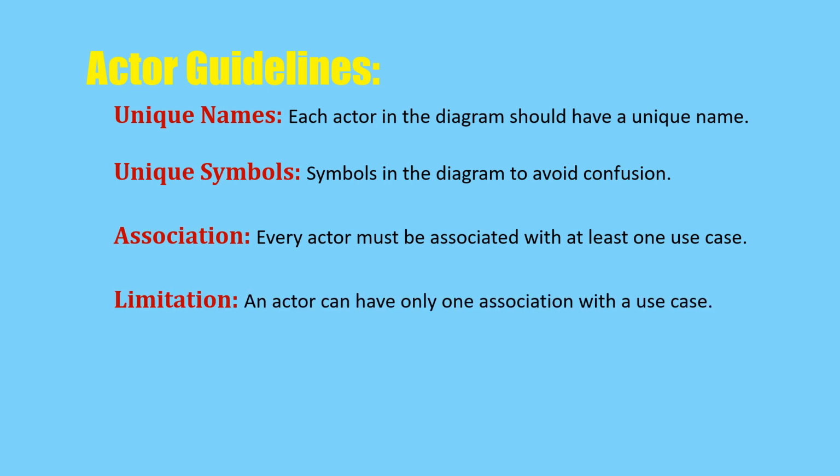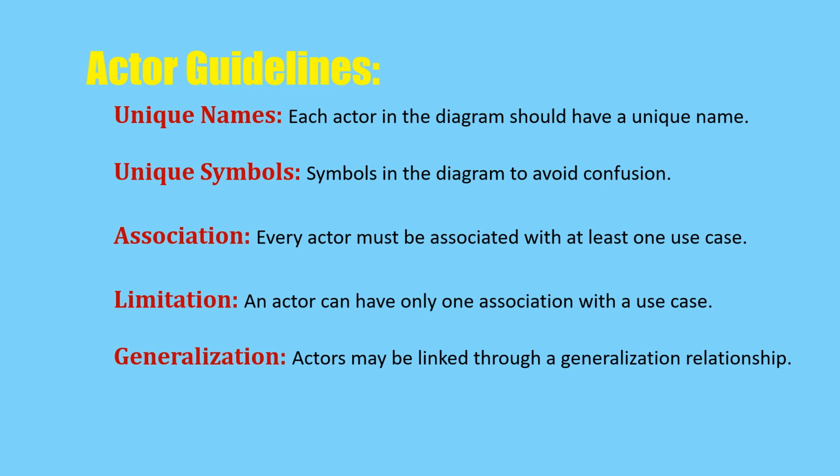Limitation on associations. An actor can have only one association with a use case. They cannot be connected to the same use case multiple times. For example, in a banking system, the customer actor should have a single association with the withdraw funds use case. Having multiple associations for the same use case would lead to redundancy and confusion. Generalization relationship: actors may be linked through a generalization relationship, indicating inheritance or specialization among actors.